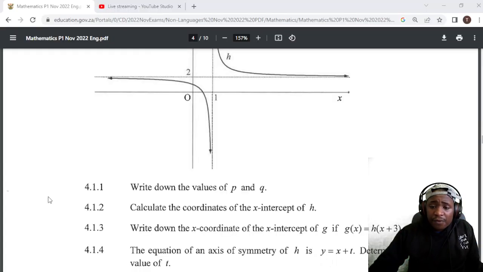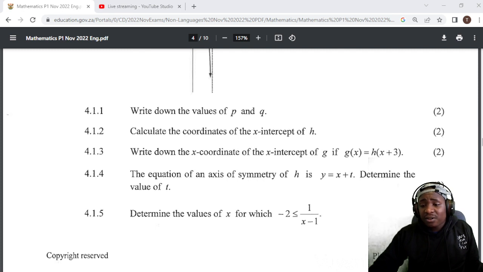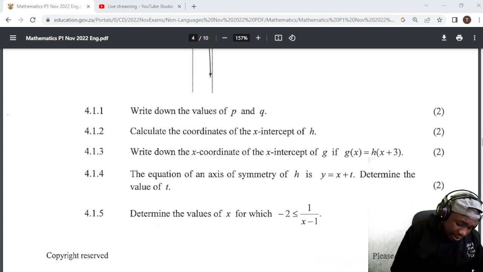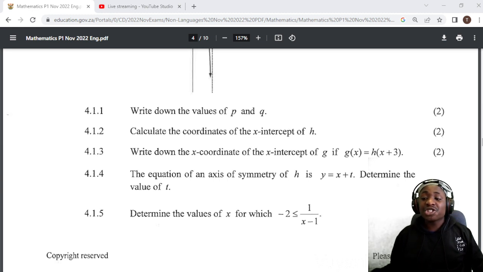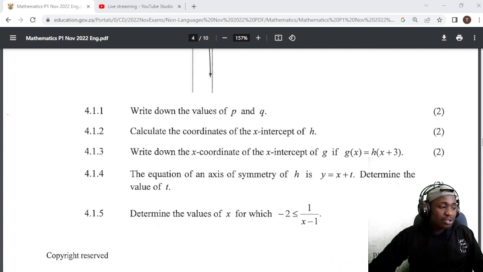Great. Now the following question: write down the x-coordinate of the x-intercept of g, if g of x is equal to h of x plus 3. We know that originally our h of x is equal to 1 over x minus 1 plus 2. Now we have shifted the function 3 units to the left. The moment you see x plus something, it has been shifted some units to the left. If it's negative, it has been shifted to the right. This is important to know.